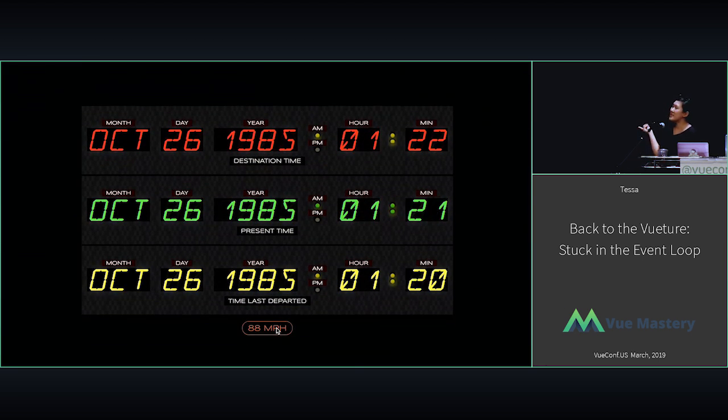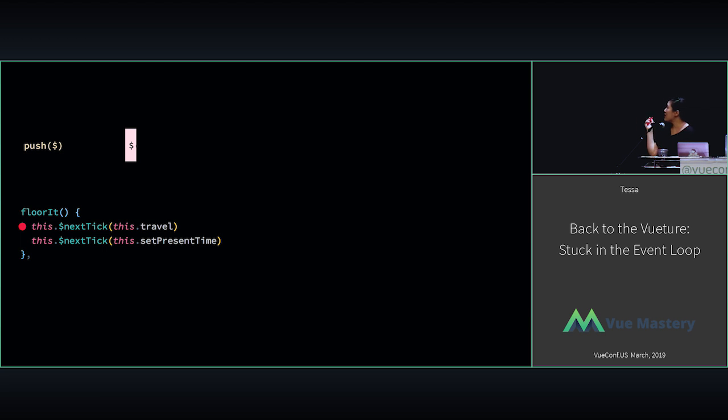Okay, so let's go back to this example where the present time updated to 1 minute too slow. We're going to start by calling our 2 tasks. And those push 2 nextTicks into our flush queue. Since this .travel, sorry, that should be this .setDestinationTime. I changed the method names.